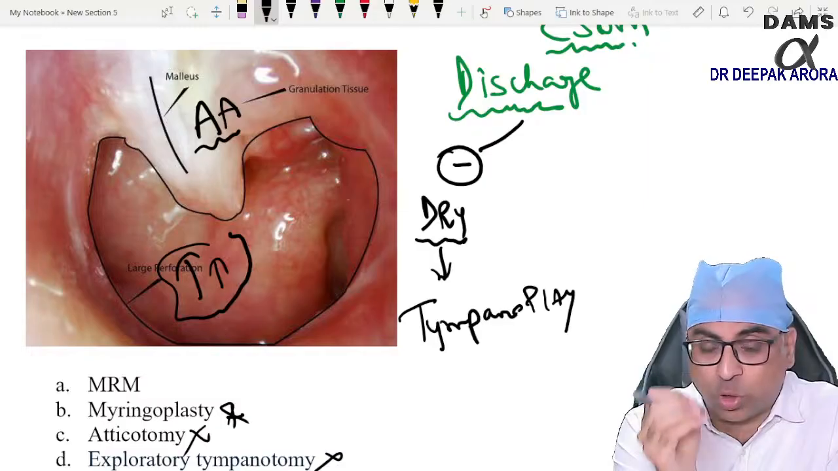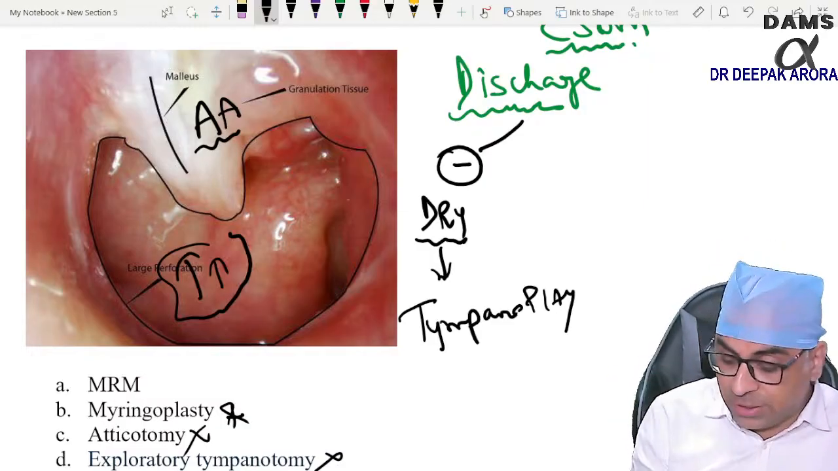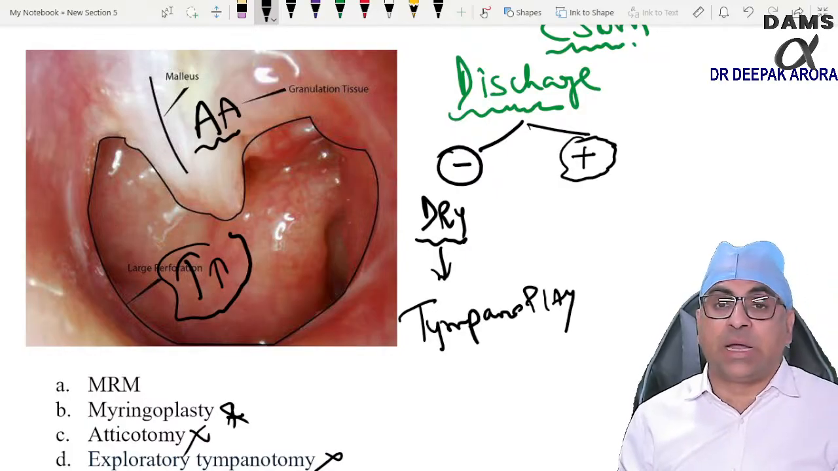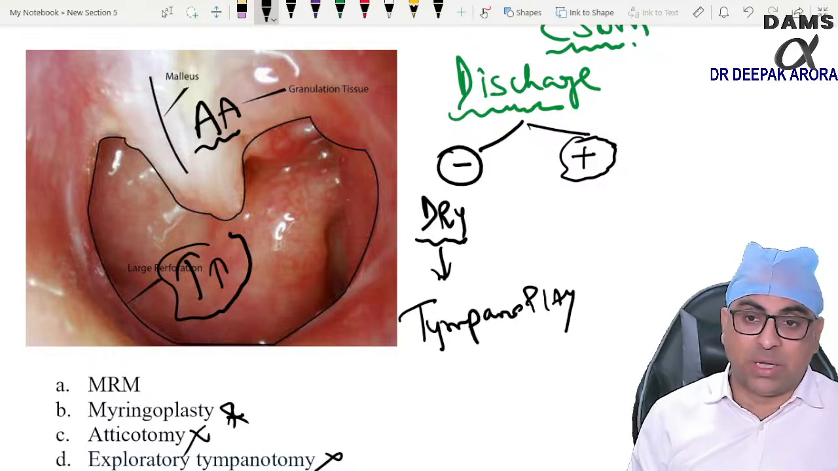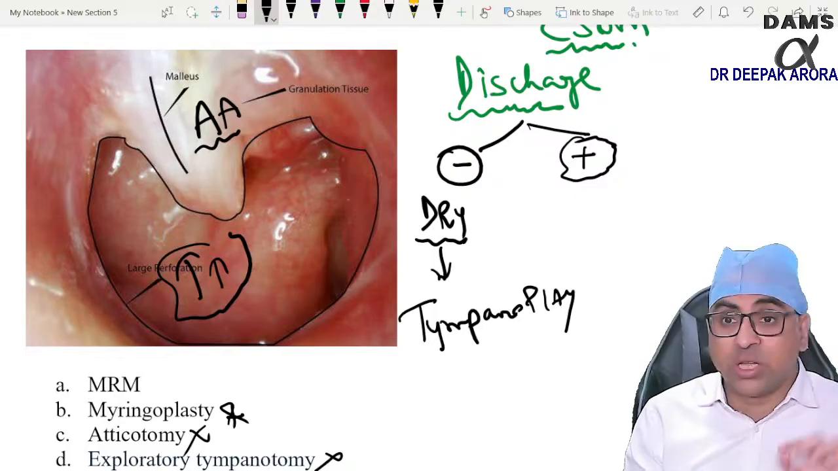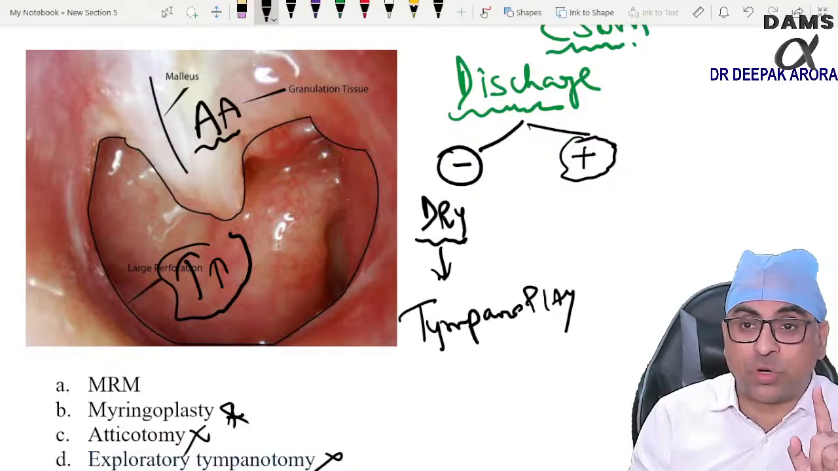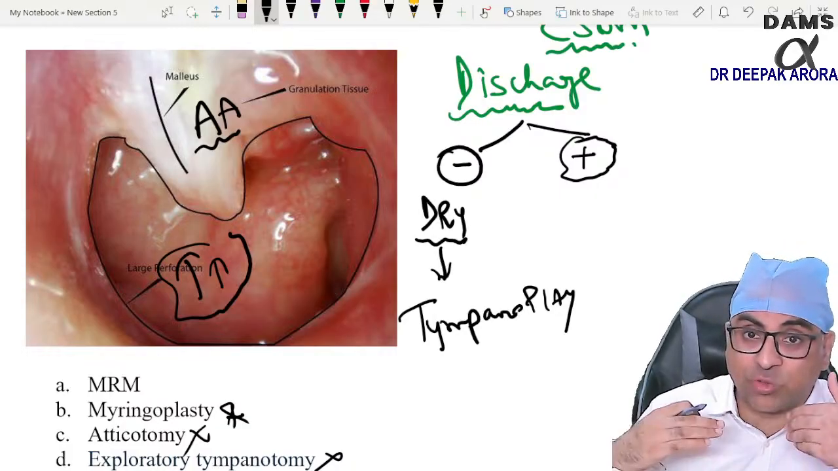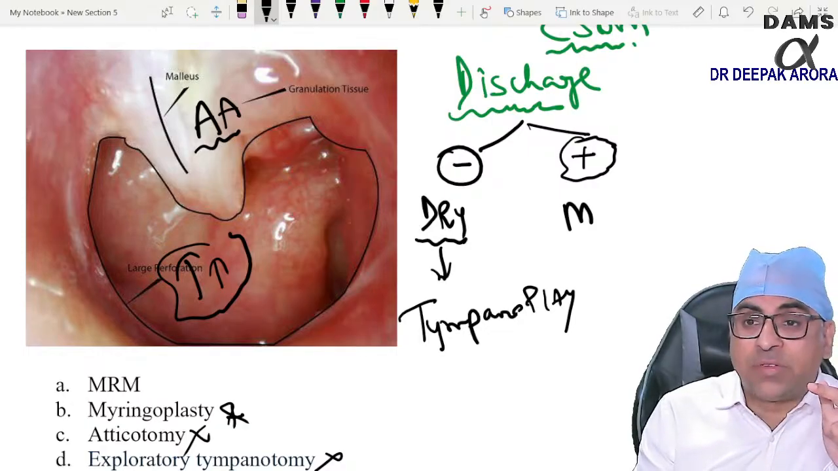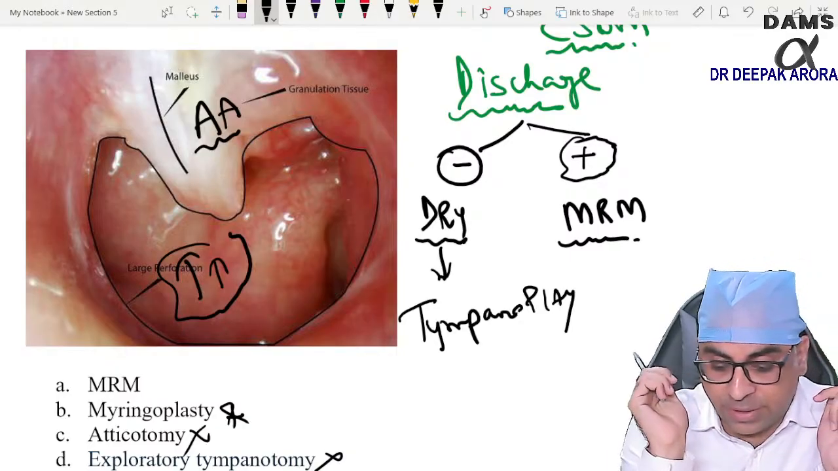If ear discharge was not there, it was a dry ear, we go for tympanoplasty. If ear discharge is present, active disease, beta, we never keep the graft. If we keep the graft, it will be a big failure. If there was chronic ear discharge with perforation, subtotal perforation, and any other finding which is going in the severity of the disease, I will go for unsafe ear, canal wall down procedure, MRM, modified radical mastoidectomy.